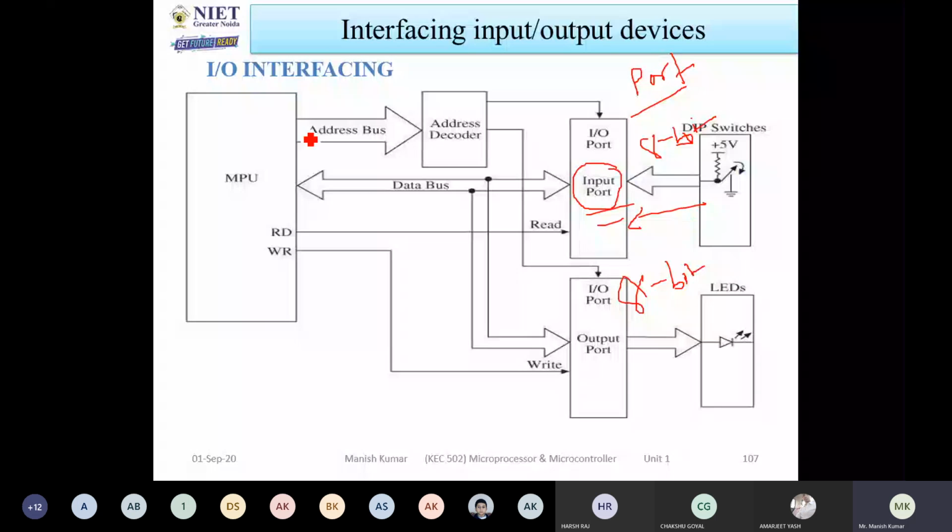Now you can see that this is the processor, and the processor has an address bus. The address bus is of 16 bit. So if the address bus is of 16 bit, what will happen? The 8 bit is given to the input devices and 8 bit is given to the output devices. Okay, so the address decoder will decode the address so that one byte is fed to the lower byte and the other is fed to the higher byte.